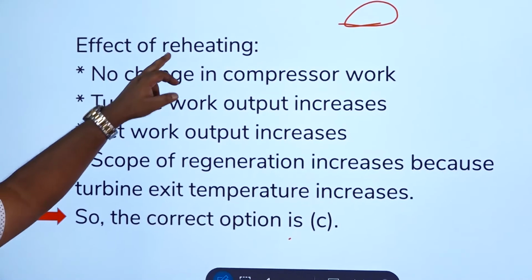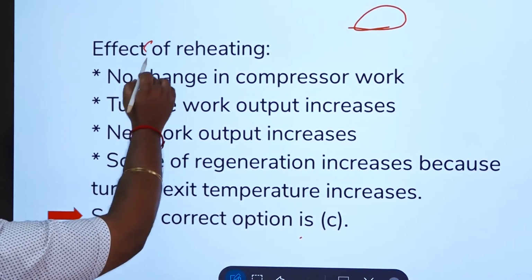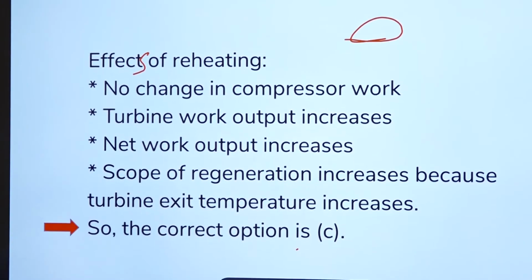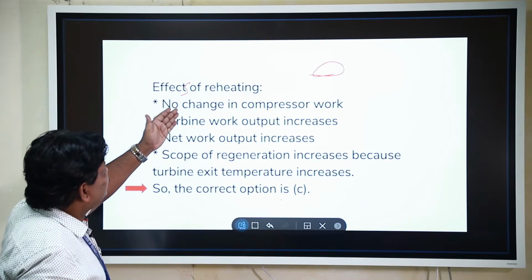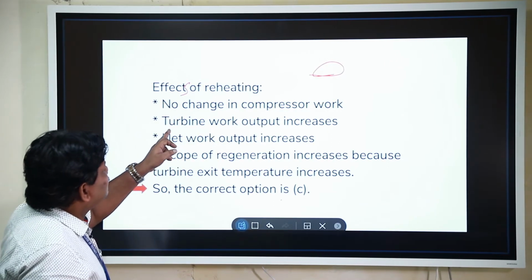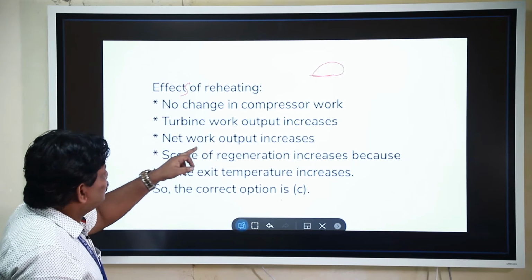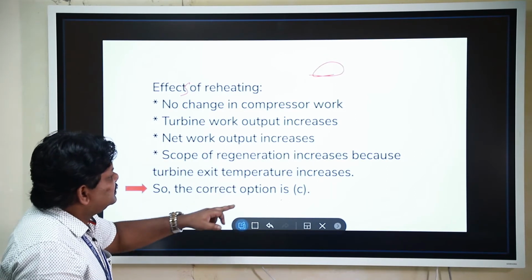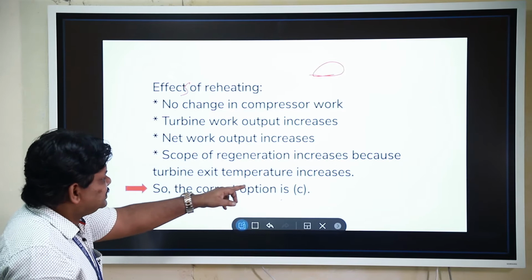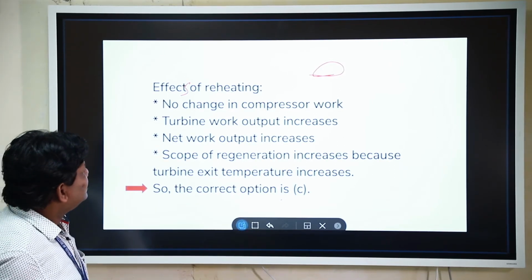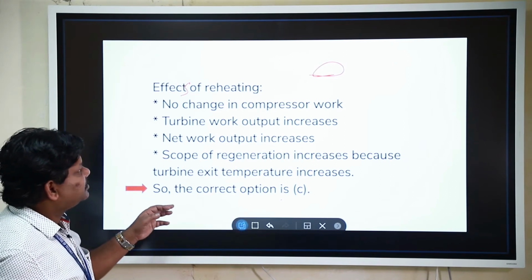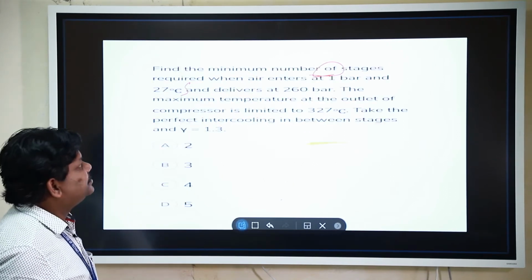So you can see the effects of reheating. From this itself you can get 2 or 3 questions. The effects of reheating are: no change in compressor work, turbine work output, net work output, and scope of regeneration, because turbine exit temperature increases. So these are some of the effects of reheating. No change in compressor work, but here it is given as change in compressor work.